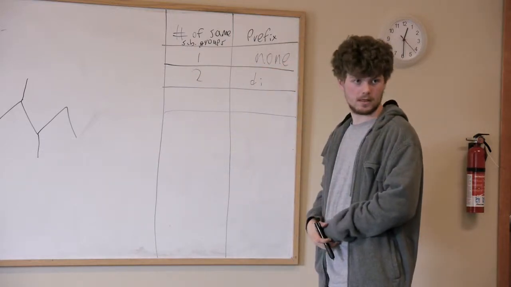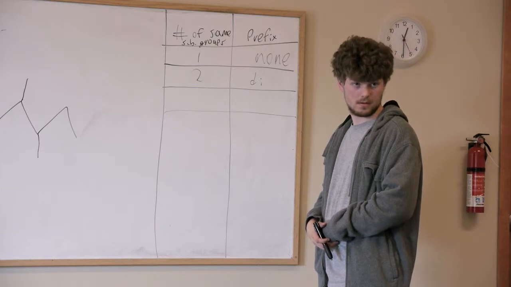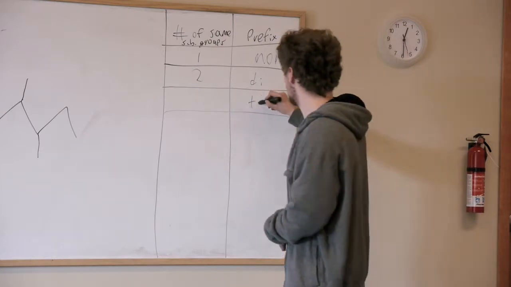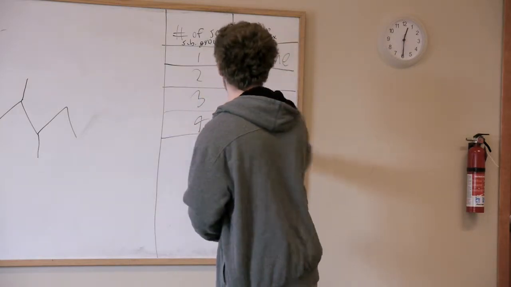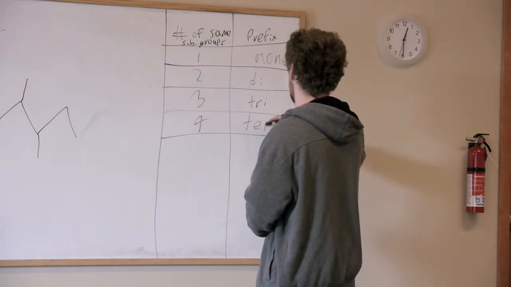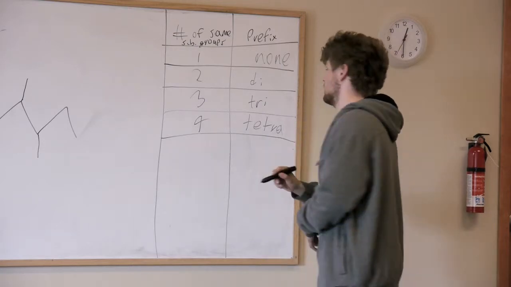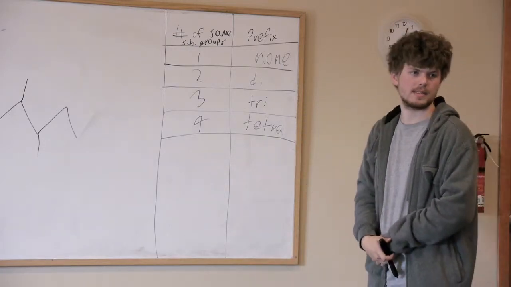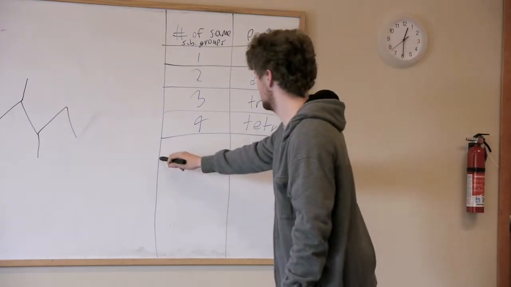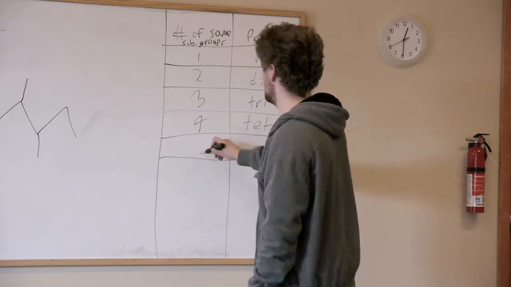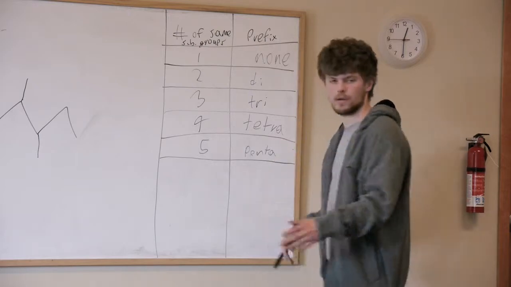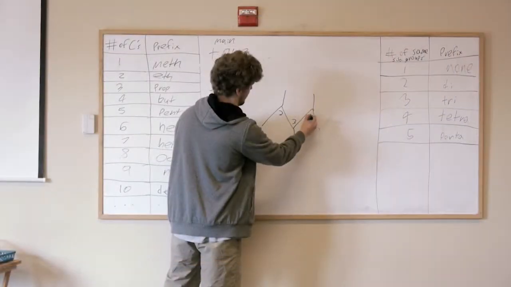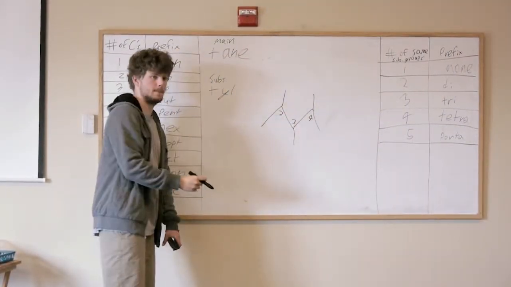2, like she said, the prefix is di. If we have 3, it's tri. 4 is tetra. Tetris, because it's made of 4 cubes. I put that together. 5 is penta, but we won't go that far.